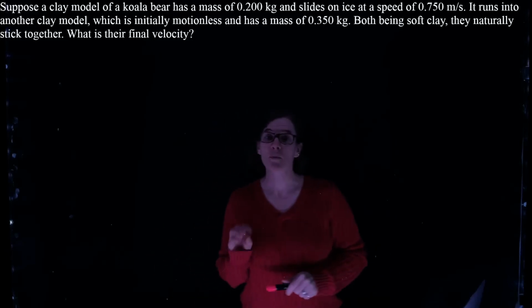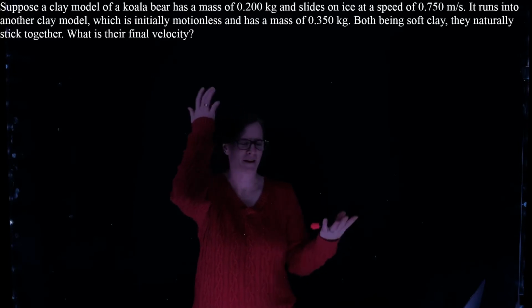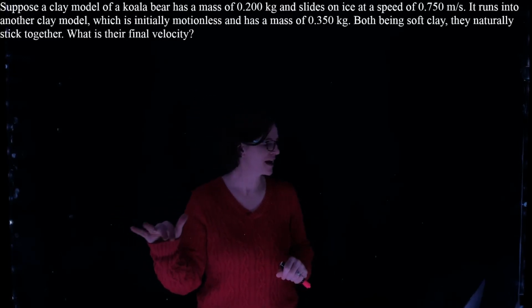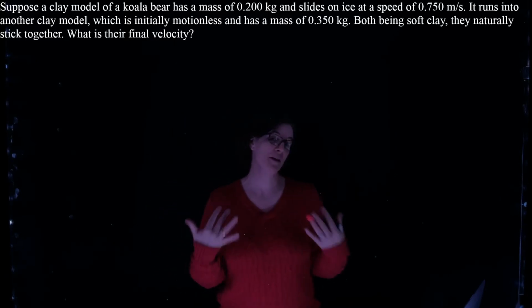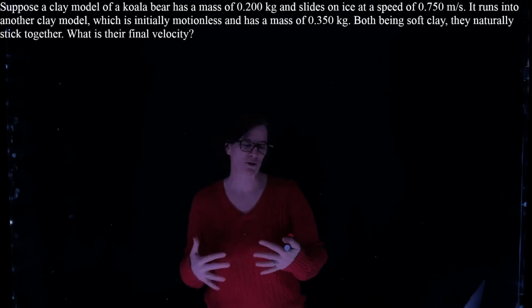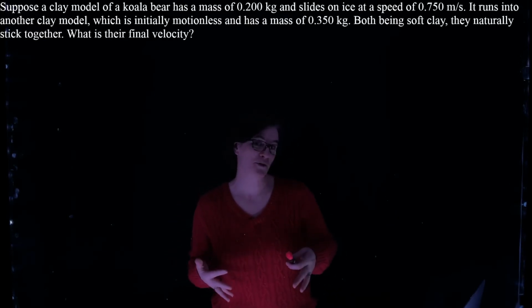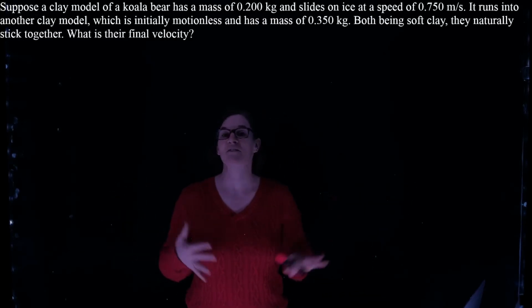All right, so this problem reads: suppose a clay model of a koala bear has a mass of 0.2 kilograms and slides along ice at a speed of 0.75 meters per second. It runs into another clay model, which is initially motionless and has a mass of 0.35 kilograms. Now, because they're both soft clay, when they hit, they stick together. So what is the final velocity?